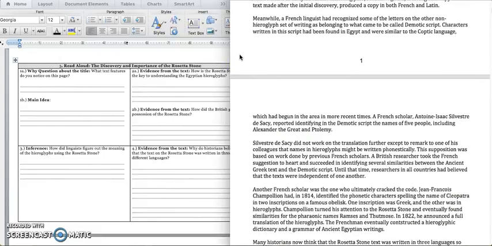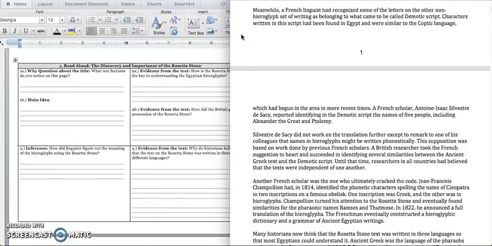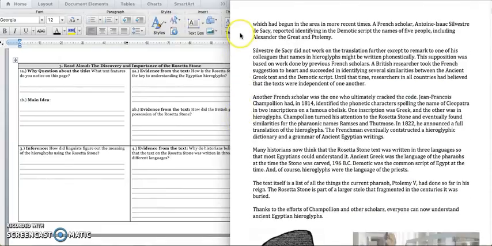Meanwhile, the French linguists have recognized some of the letters in the other non-hieroglyph set of writing that belong to what came to be called Demotic script. Characters written in this script had been found in Egypt and were similar to the Coptic language, which had begun in the area in more recent times. A French scholar, Antoine Isaac Sylvestre de Sacy, reported identifying in the Demotic script the names of 5 people, including Alexander the Great and Ptolemy.